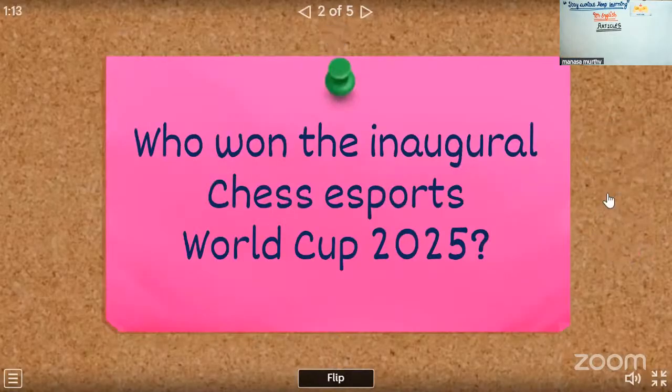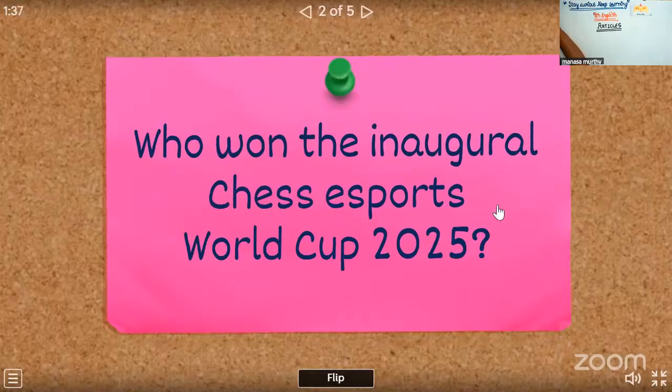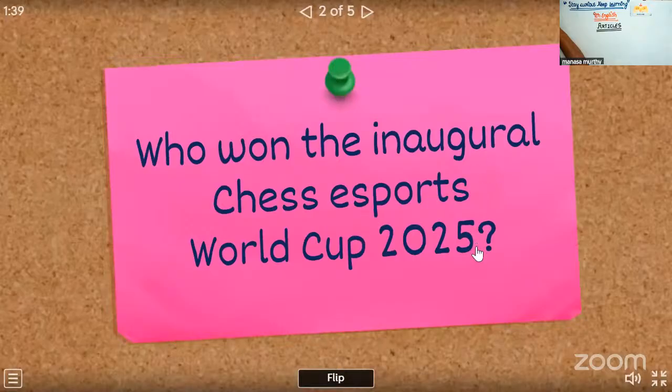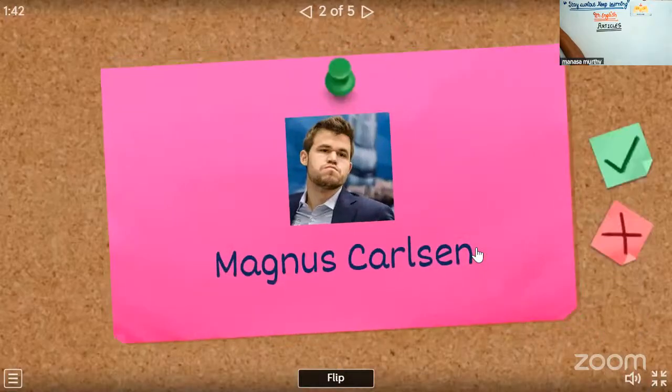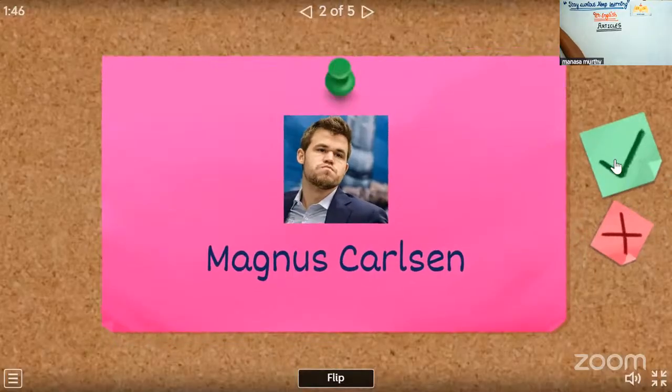Who won the inaugural Chess Esports World Cup 2025? This is something pertaining to this year, and chess has been widely played across India, and a lot of students these days are enrolling in chess so that their mind gets sharp, and many personalities from India are becoming quite famous. Pragnananda, Gukesh. So in this inaugural Chess Esports World Cup 2025, who had won? It is Magnus Carlsen who had won it. Okay? Magnus Carlsen.